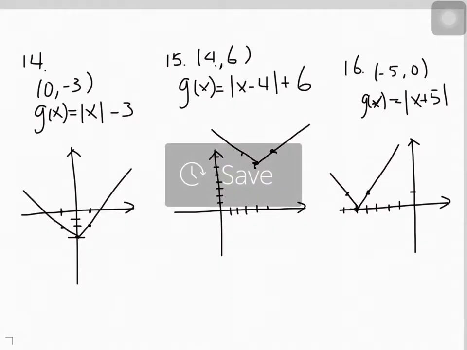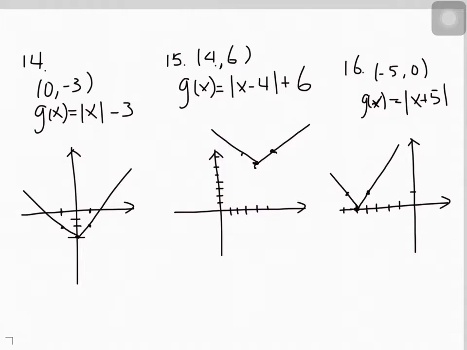Question number 14. The vertex point is going to be located at (0, -3), and then with a slope of 1 on both sides, positive 1. On the left-hand side, you have -1. So basically, you are moving everything down by 3 units.